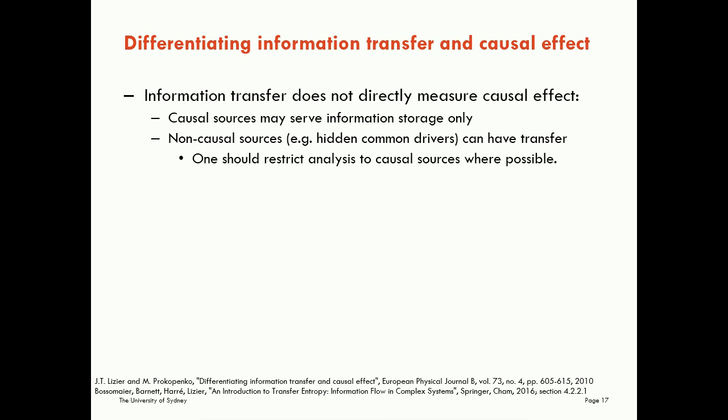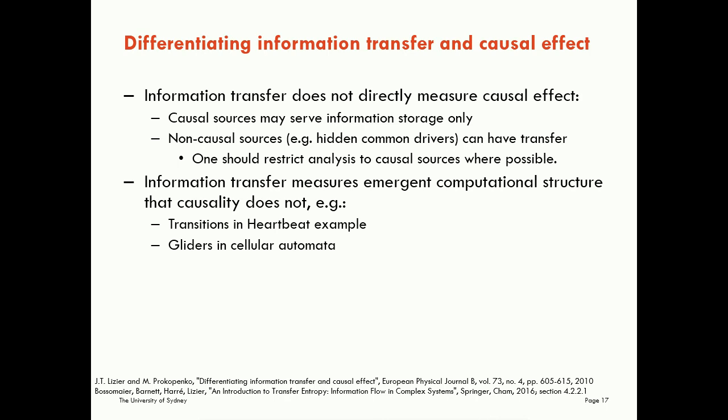Furthermore, non-causal sources, for example, hidden common drivers, could actually have transfer. We should try to restrict our analysis for information transfer to causal sources where possible, so we can get a more useful interpretation, a more useful model, if you will, of the information storage and transfer.